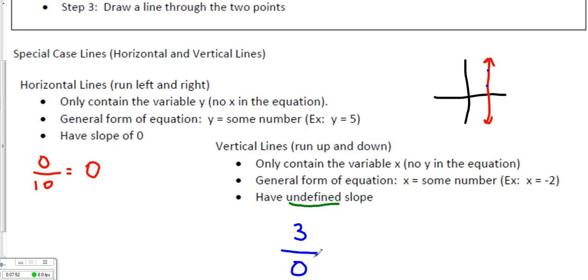Now we can't divide by 0. That doesn't work. So we would say it's undefined. The slope does not exist. We can't have a slope of a vertical line.